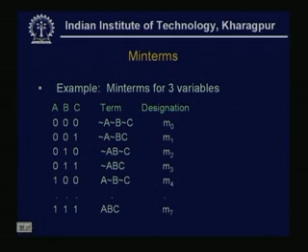Now, there is a convention that 0 means it is a complemented variable. So, A equal to 0 here means this is denoted by negation A, or complemented A. Similarly, B equal to 0 means negation B, and C equal to 0 means negation C. Now, it is 0, 0, 1. So, this is negation A, negation B, C, only C is uncomplemented. 0, 1, 0 means negation A, negation C, but B only. Similarly, 1, 1, 1 means simply A, B, C, and these are the designations, or normally it is written like that.